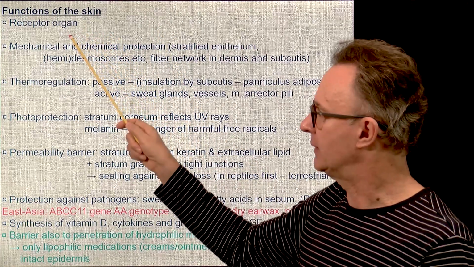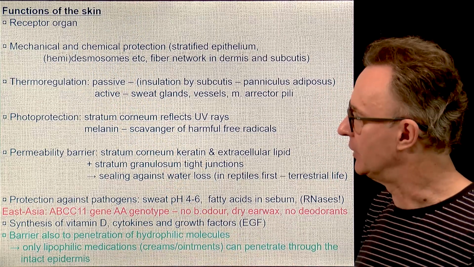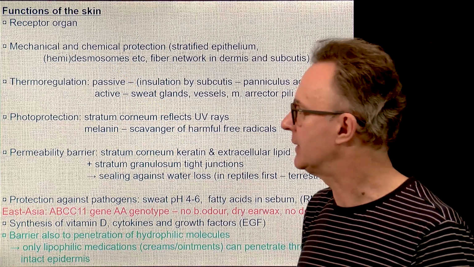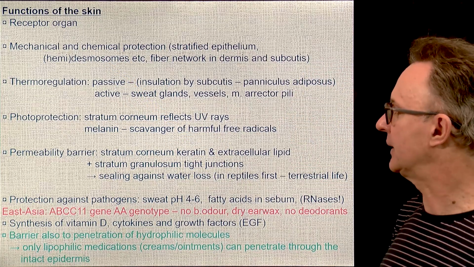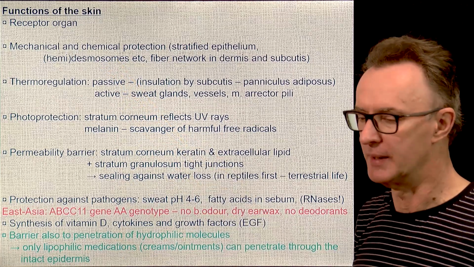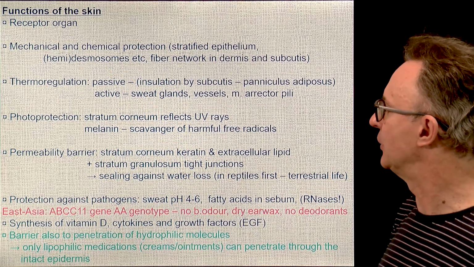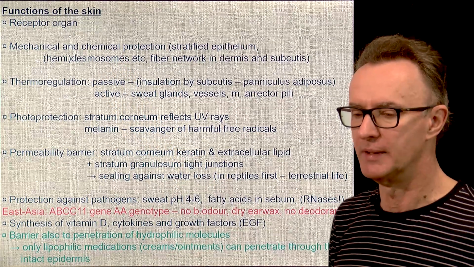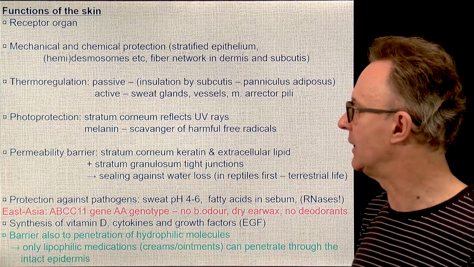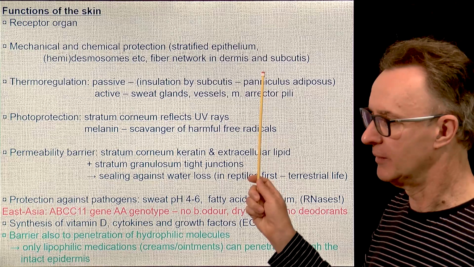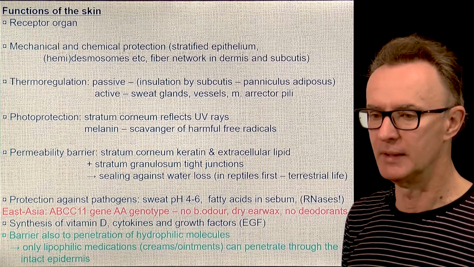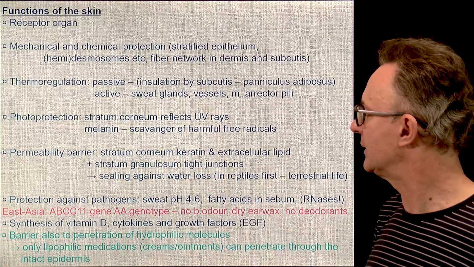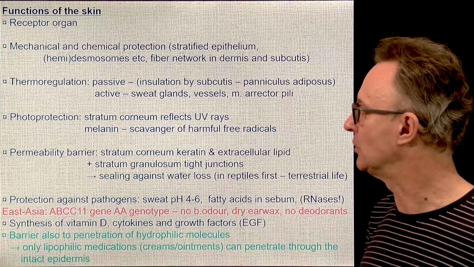It is a receptor organ, and that's why we put the skin into this semester, but the receptors will be discussed later. And it has significant mechanical and chemical protection. I mentioned already the desmosomes, the anchorage system earlier between the dermis and the epidermis. It has an important role in thermoregulation with passive and active elements. Passive includes the fat pads in the subcutis, active the sweat gland mechanism, sweating, and the vessels, and the arrector pili, which is a tiny smooth muscle.